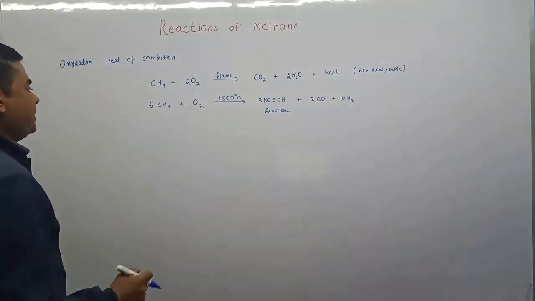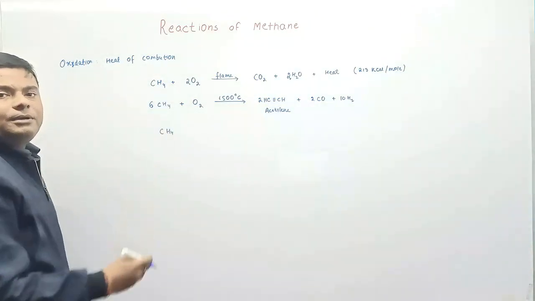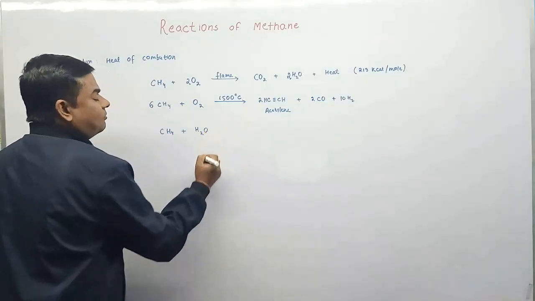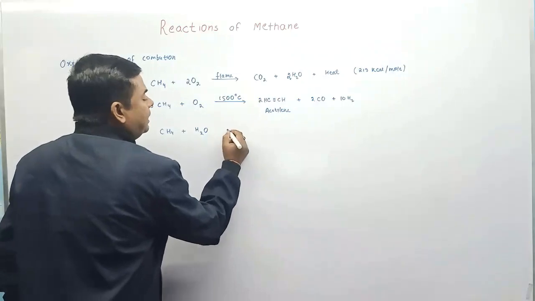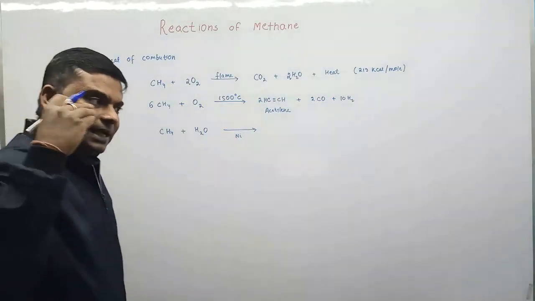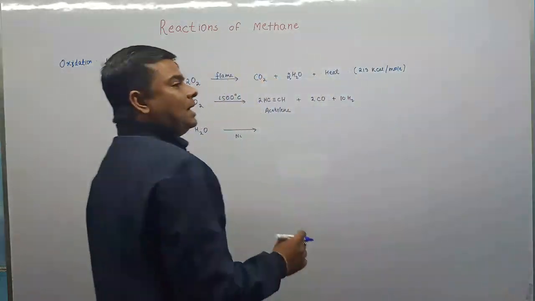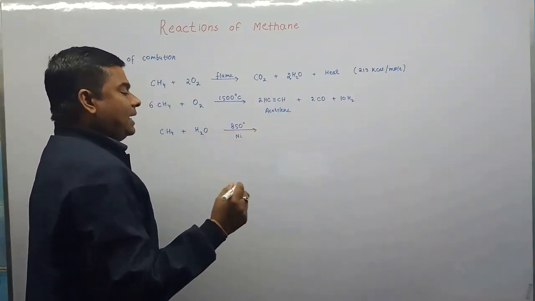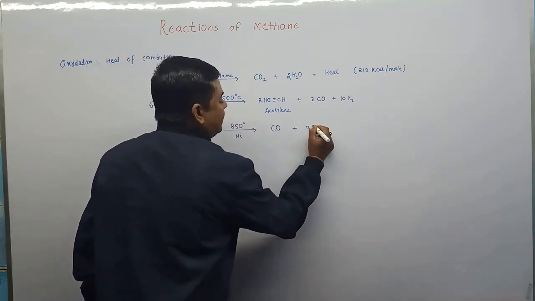Now another type of oxidation reaction of methane is CH4 plus water. This is a very important reaction. When methane reacts with water, not at room temperature but in the presence of nickel, where nickel acts as a catalyst. What is the main function of a catalyst? The reaction rate is increased by the catalyst at a temperature of 850 °C, and it produces carbon monoxide plus hydrogen gas.